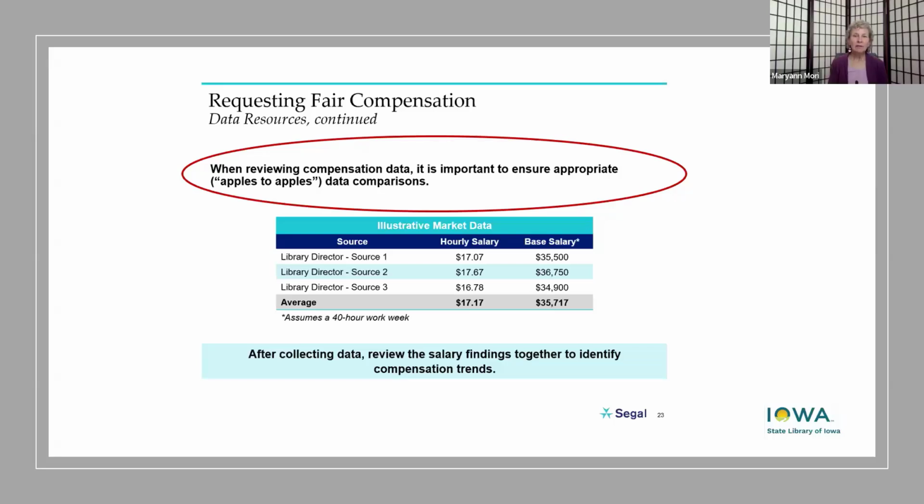And just remember, from Siegel, they're saying, remember that when reviewing compensation data, you ensure appropriate apples to apples data comparison. So that's what we're after.